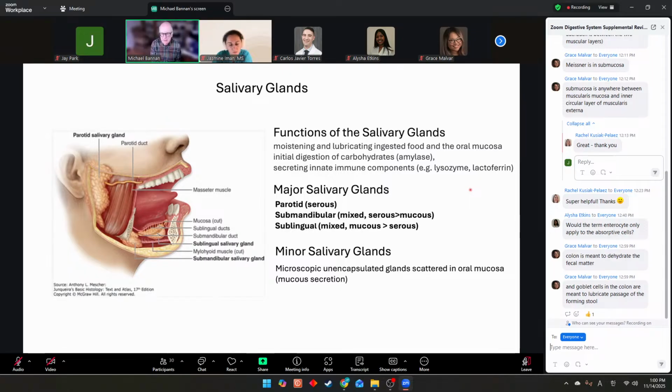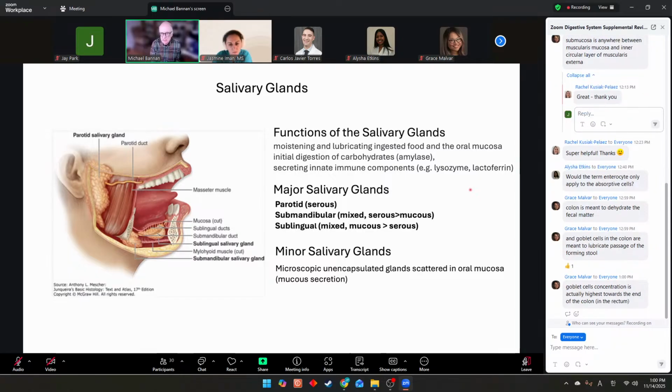The major salivary glands that we're going to be focusing on here are the parotid, which is predominantly serous, the submandibular, which is a mixed gland containing both serous and mucus components, and the sublingual gland, which is also mixed but usually is predominantly mucus. The minor salivary glands are scattered throughout the oral cavity, and they are unencapsulated glands, which are usually mucus. Okay, so those are our major glands that we're going to be looking at.